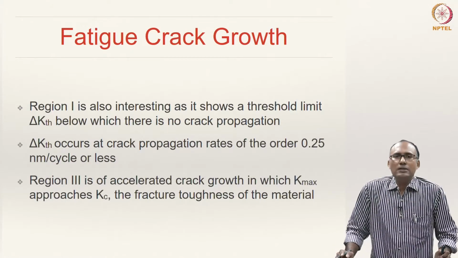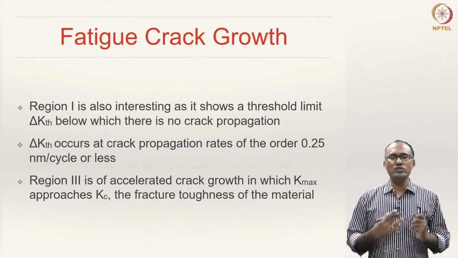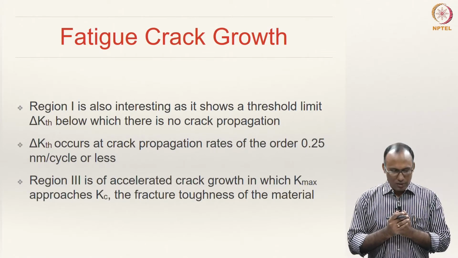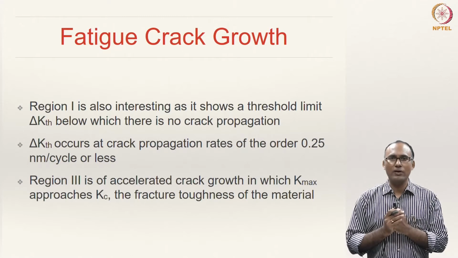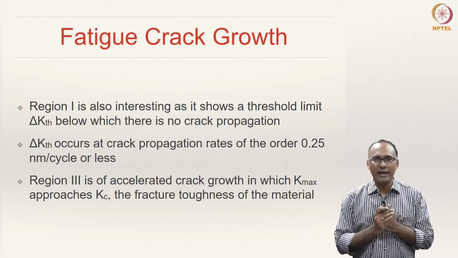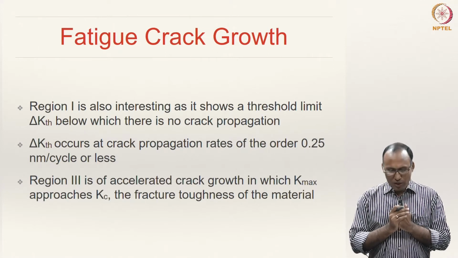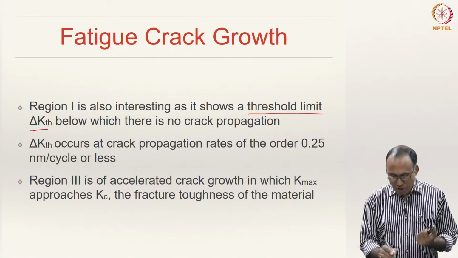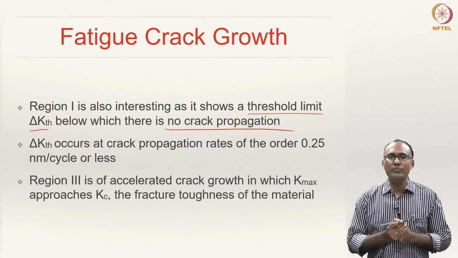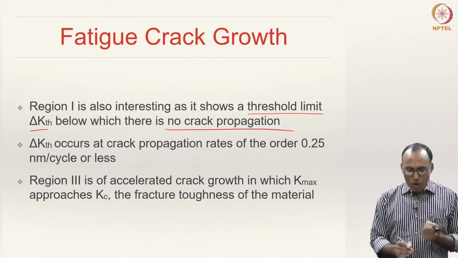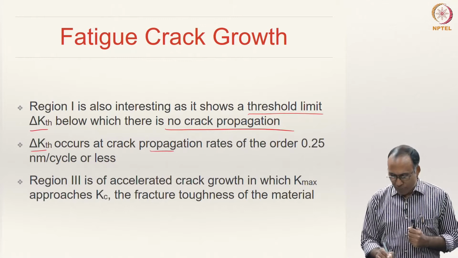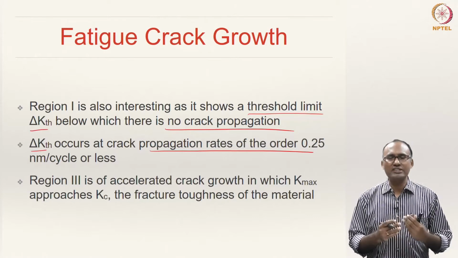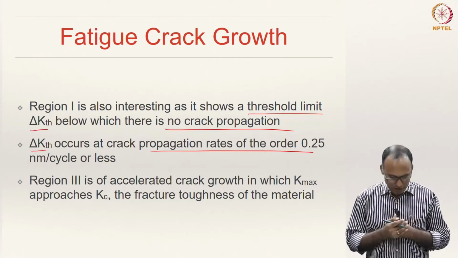Region 2 is more interesting because it gives information about fatigue crack growth in a stable manner. It allows us to calculate the remaining life of the component by knowing the initial crack length. Region 1, however, is also interesting as it shows the threshold limit delta K th, below which there is absolutely no crack propagation. Usually delta K th occurs at crack propagation rates of the order of 0.25 nanometer per cycle, extremely low rates, and hence we can consider that there is absolutely no crack growth at all.